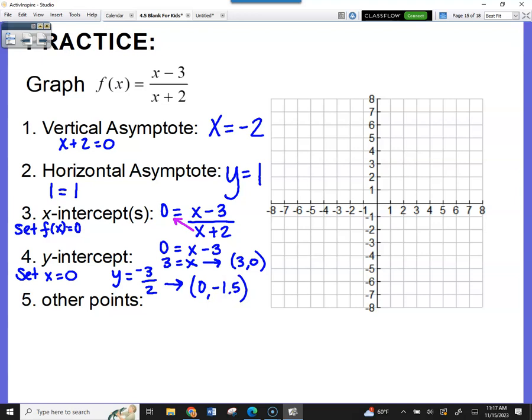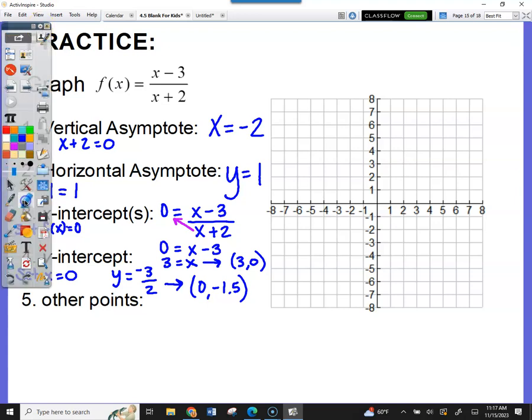Now, the last part is pick a few more points. Let's save that until we get it on the graph, because we don't want to pick more points than we need. We may not need very many. So now we're going to put it all together on the graph, so don't get lost in everything you just answered. We have a vertical asymptote at negative 2. Horizontal at 1. We're definitely touching 3, 0. We're definitely crossing at 0, negative 1.5.